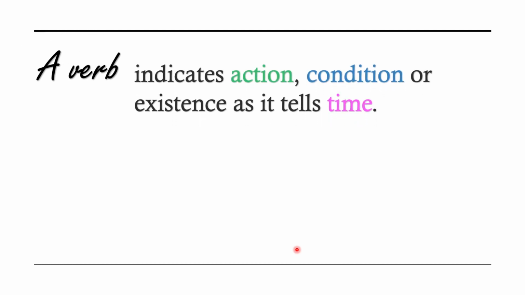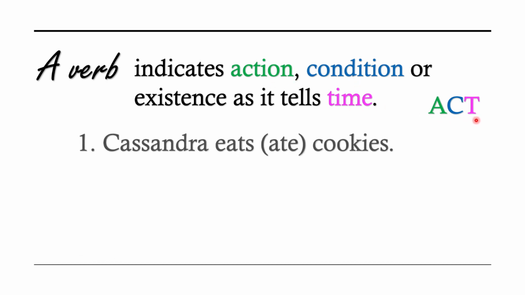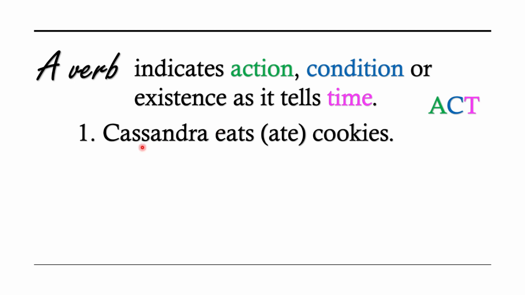A verb. What is a verb? A verb indicates action, condition, or existence as it tells time. Take note, guys. Action, condition, time. So we have ACT. Let's check this first example. Cassandra eats cookies. So the verb here is eats.